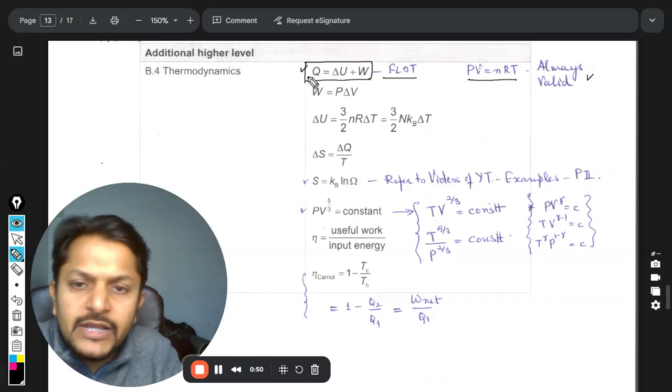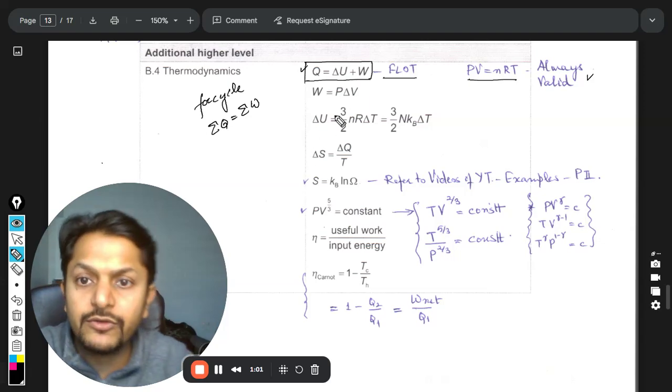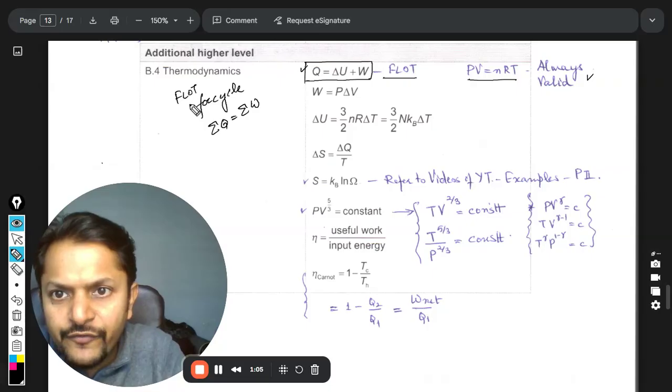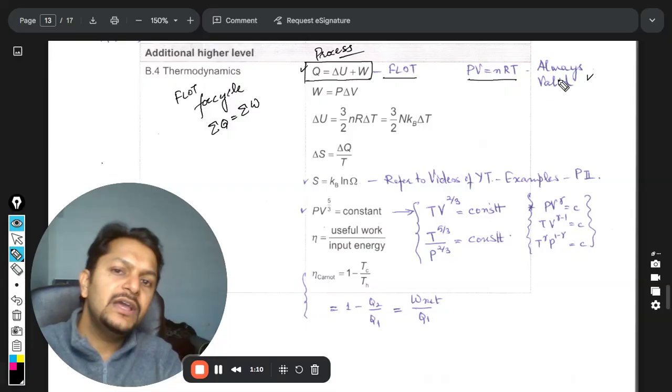The first law of thermodynamics for the cycle can also be written, but it will be the total heat is equal to the total work done. So that formula is not written here. You can note it. This is the first law of thermodynamics for a cycle. This is for a process.